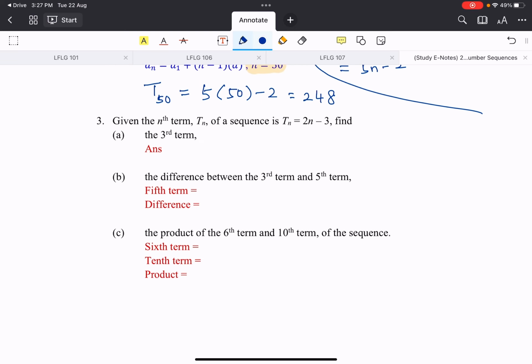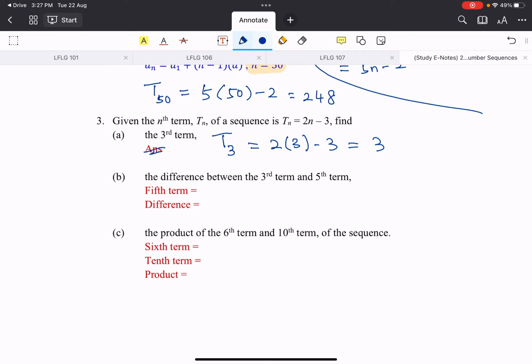Right? Okay, the third question. Now, again, this time round, they give us the sequence. They tell us that the nth term is 2n minus 3. So this time round, we don't need to find the general term. It has been found for us. Instead, they want us straight away to find the third term. So how do we present it? Third term, we put down T3, right? So T3 means 2 times 3 minus 3. In this case, that will be 3, right?